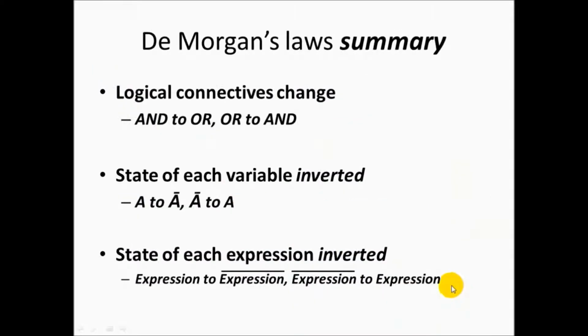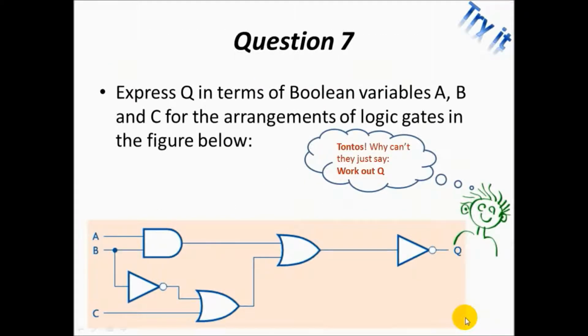De Morgan's laws, summary. Logical connectives change: AND to OR, and OR to AND. I've just typed up what he said, so if you want to pause that, you can read it. Come on, let's try a question straight from your textbook.